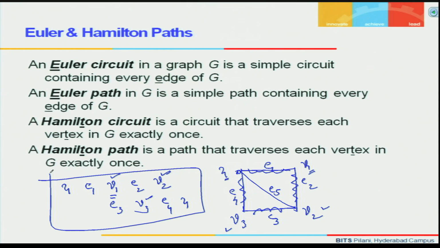A Hamiltonian path is also the same thing, except you start from a source vertex and reach a destination vertex, and in between you cover all the vertices exactly once. Okay. Euler and Hamiltonian, the only difference is that a Euler circuit makes sure that all edges are covered in its path. Hamiltonian makes sure that all vertices are covered exactly once.